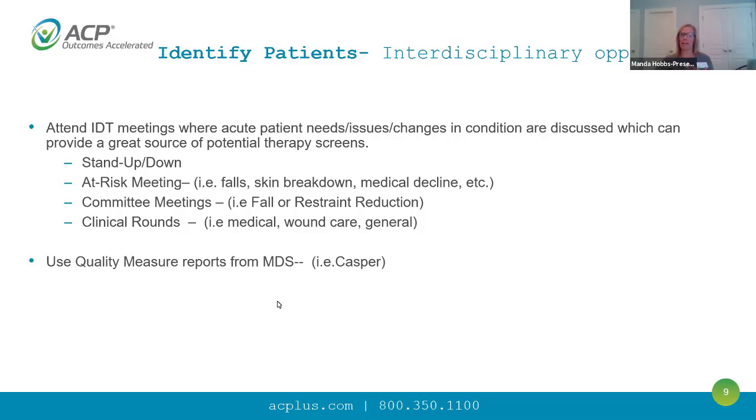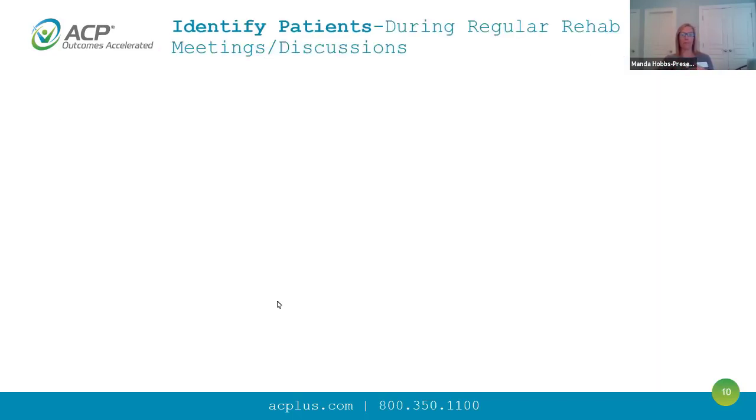Using reports like your CASPER report or the quality measures to go through that list and see who's triggering in certain areas. And we can help you analyze the different metrics that might lend well to a patient being involved in a specific program. So I'm going to spend several minutes on this slide, and with identifying patients during your regular rehab meetings and discussions with your staff.